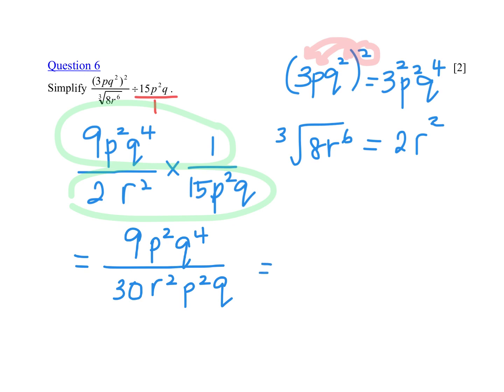Now let's look at the individual terms. What are we left with? 9 over 30. That simplifies to 1 over 10. No, 3 over 10. Is it 3 over 10? 9 over 30, 3 over 10.